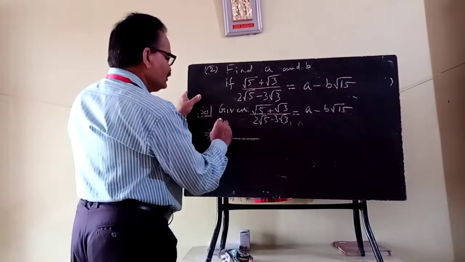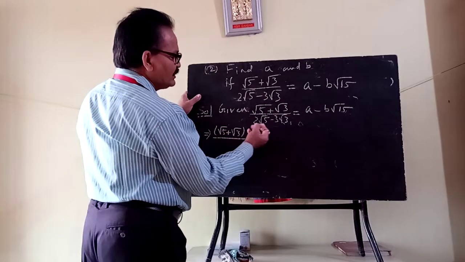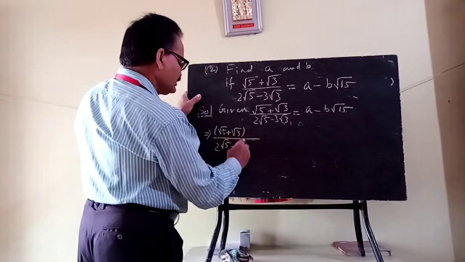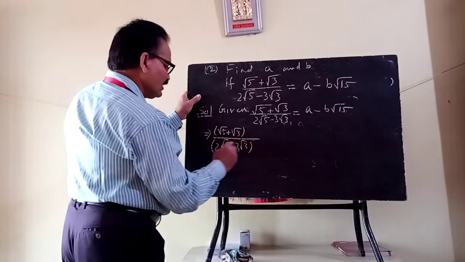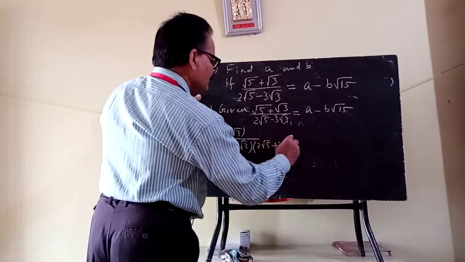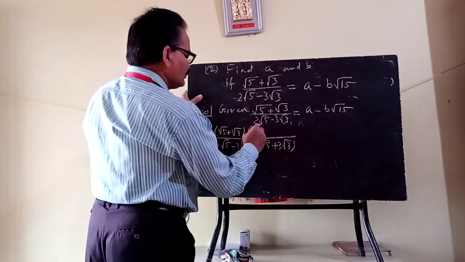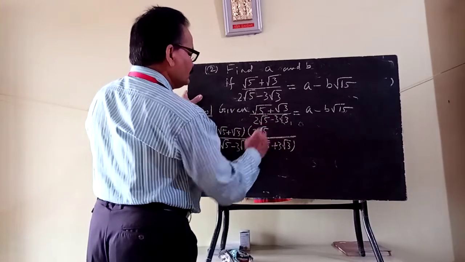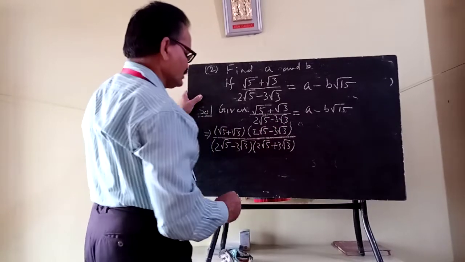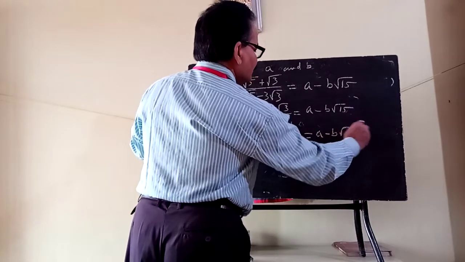So this is your root 5 plus root 3 in the numerator. In the denominator it is a minus b, so 2 root 5 minus 3 root 3 is to be multiplied with 2 root 5 plus 3 root 3. Then again in the numerator also you have to multiply 2 root 5 plus 3 root 3. Bracket close. And on the right side you have to write a minus b root 15.